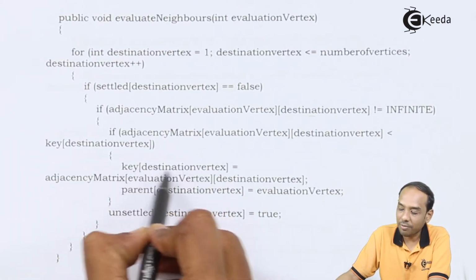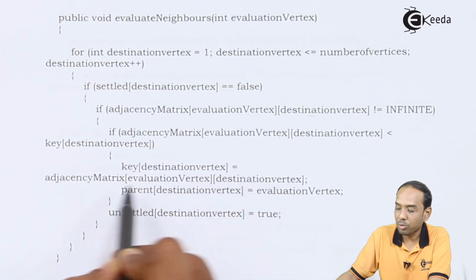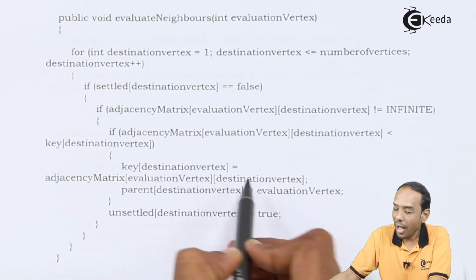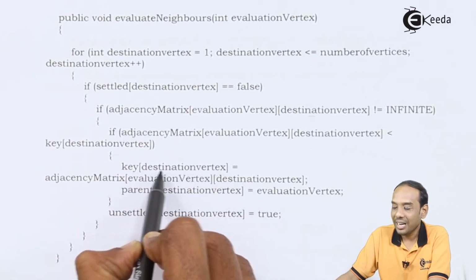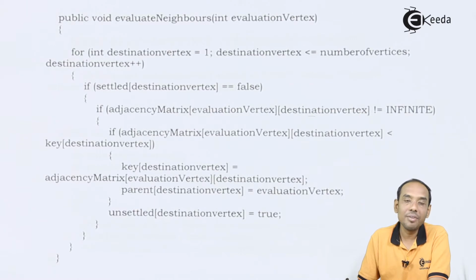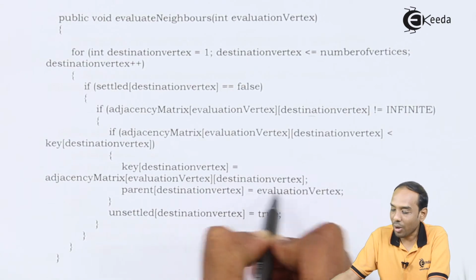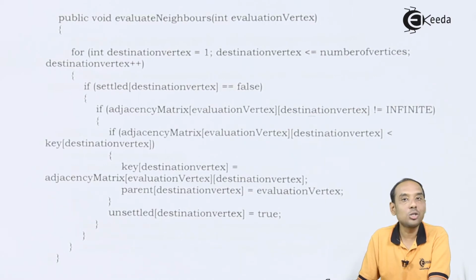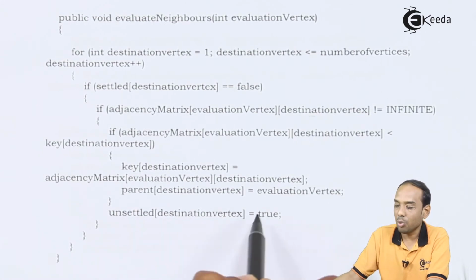So we have the key destination vertex value. This value is going to be the adjacency matrix with the particular row and column. So we are going to find the cell by writing adjacencyMatrix[evaluationVertex], which defines the row, and [destinationVertex], which defines the column. This is going to be transferred to the key array with the index as destinationVertex. Once this is done, then we need to transfer the value of evaluationVertex to the parent array. We write parent array with the index as destinationVertex. So our evaluationVertex value is now transferred to parent[destinationVertex]. When this is done, then we need to make sure the unsettled array is true. So we write unsettled[destinationVertex] equal to true.